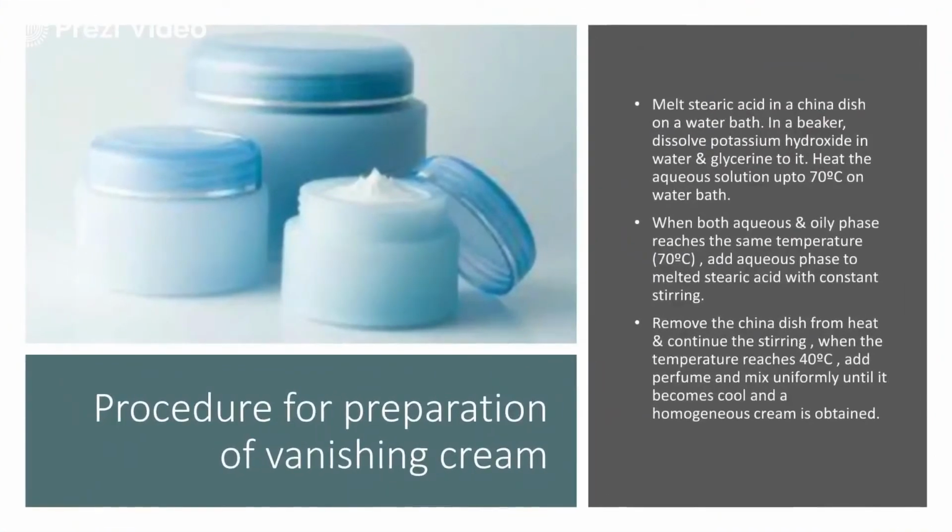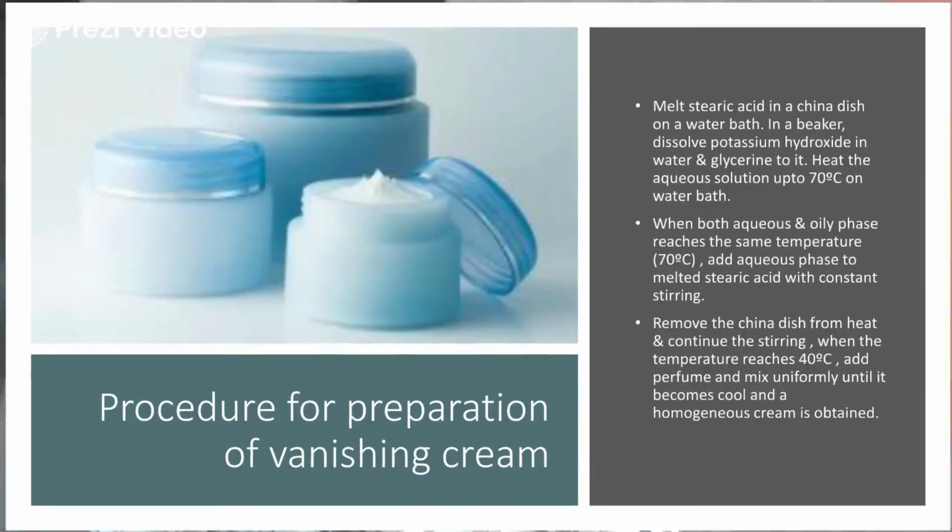Again, you have to melt the stearic acid in a beaker. Then you dissolve the potassium hydroxide and heat this aqueous phase up to 70 degrees Celsius on a water bath. When both the aqueous phase and the oily phase reach the same temperature, that is 70 degrees Celsius, the aqueous phase is added to the melted stearic acid with constant stirring. Other ingredients are added once it cools down to 40 degrees Celsius, so that you get a homogeneous cream.